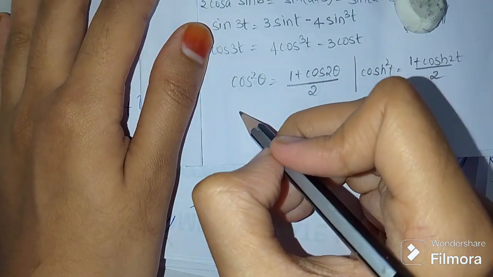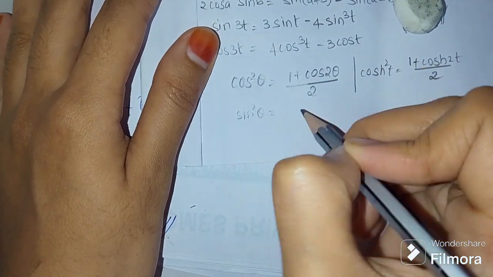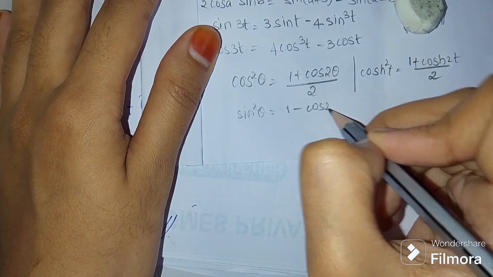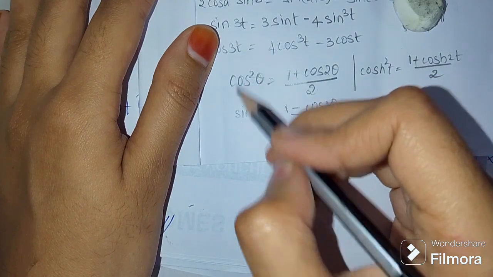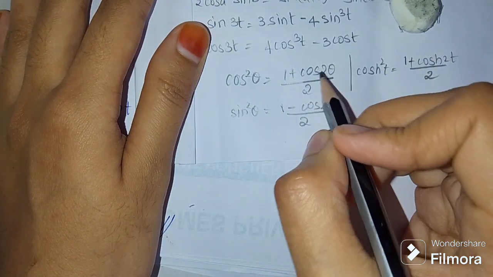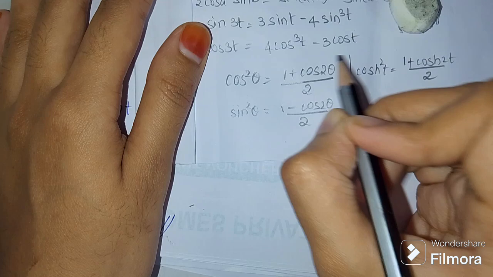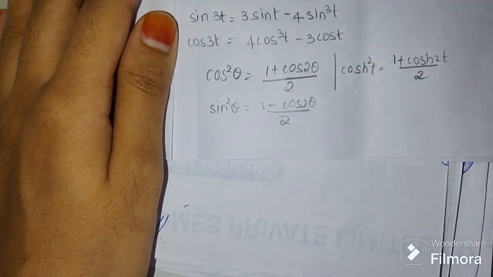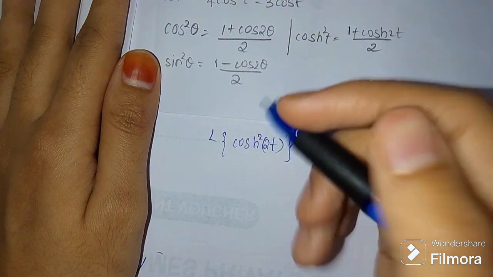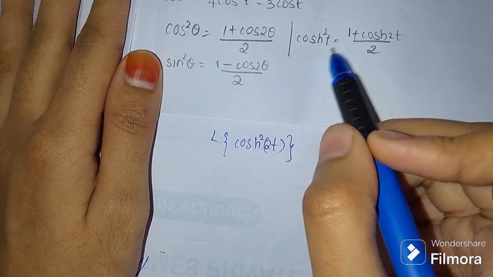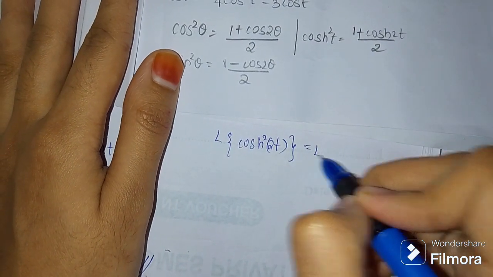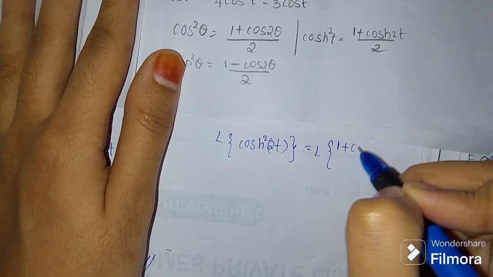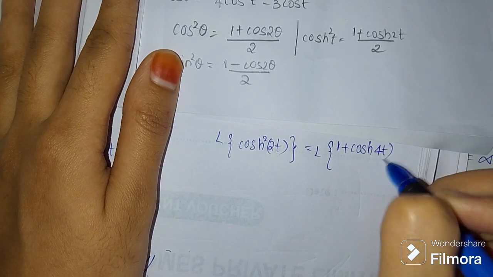What is the sin square t formula? 1 minus cos 2 theta by 2. We'll use this when we have to convert any powers into these forms. We have formulas for cos at forms, but we don't have formulas for these squares, so we'll convert. In this question we have 2t, we'll write 4t. Laplace of 1 plus cosh 4t by 2.